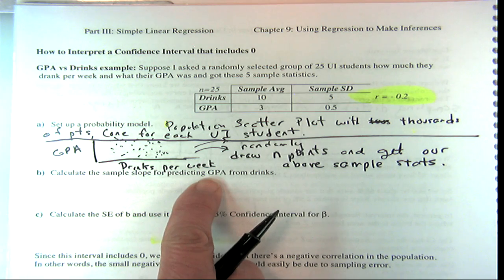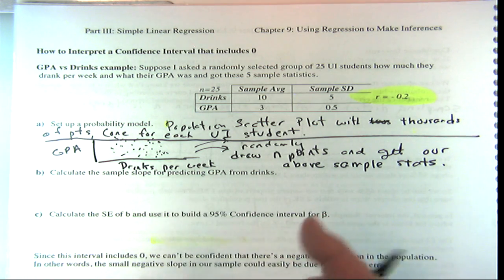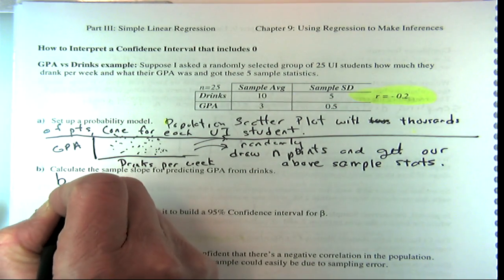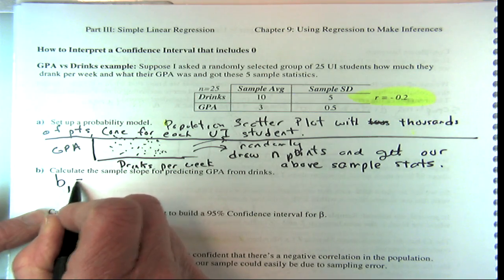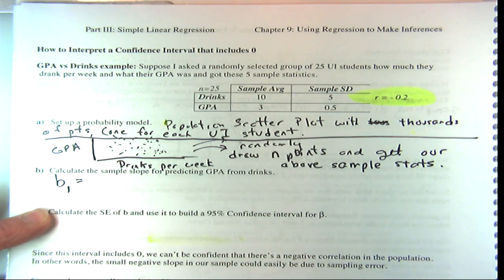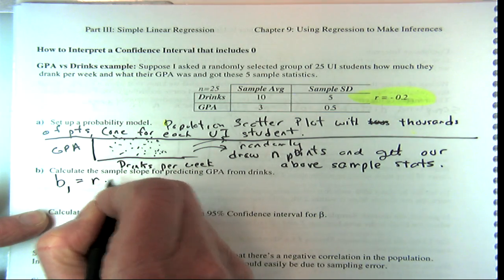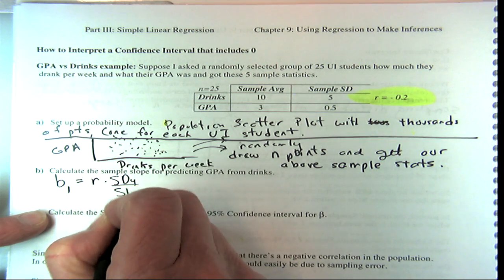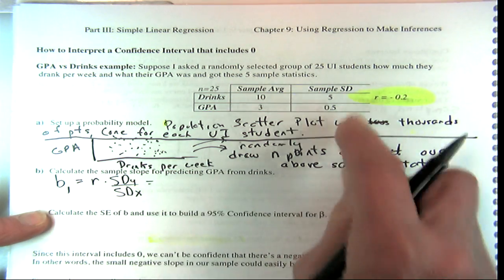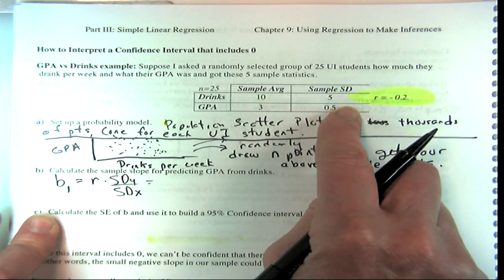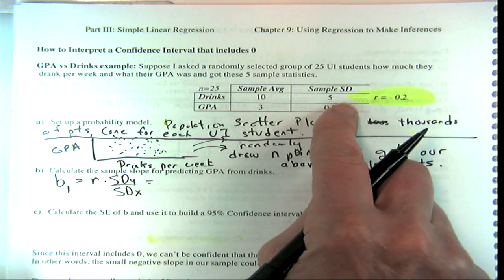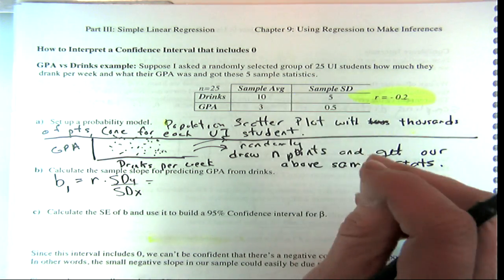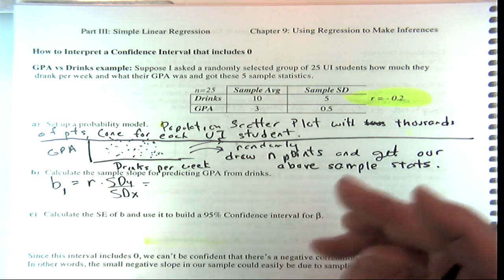So the sample slope for predicting GPA from drinks is going to be, that's B1, right? And what is that going to be? Remember what it's going to be? I'll just write it down. R times the standard deviation of Y over the standard deviation of X. And you don't have to worry how these were arrived at. Whether you divide by n or n minus 1, they're going to cancel out anyway.